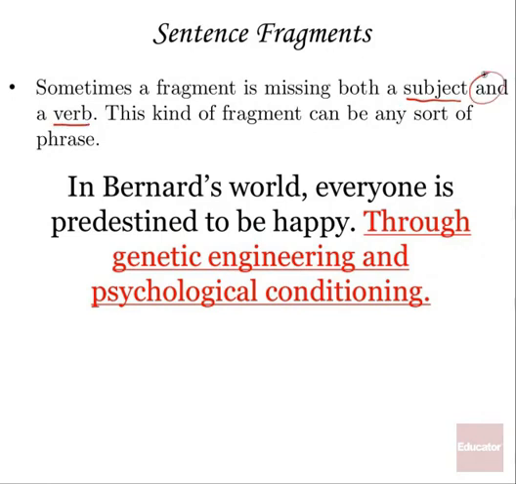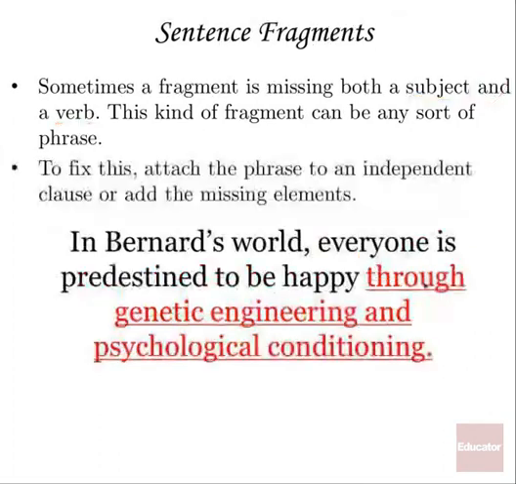All right, sometimes a fragment is missing both a subject and a verb. It's missing both. Man, some days you just can't win. This kind of fragment can be any sort of phrase, any kind of piece that broke off the sentence. In Bernard's world, everyone is predestined to be happy through genetic engineering and psychological conditioning. Well, here's our problem. Through genetic engineering and psychological conditioning. It doesn't have a subject or a verb. It is, in fact, one long prepositional phrase. Through is a preposition. Genetic engineering and psychological conditioning is the object of the preposition.